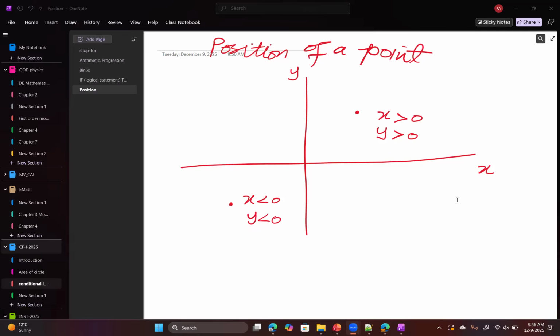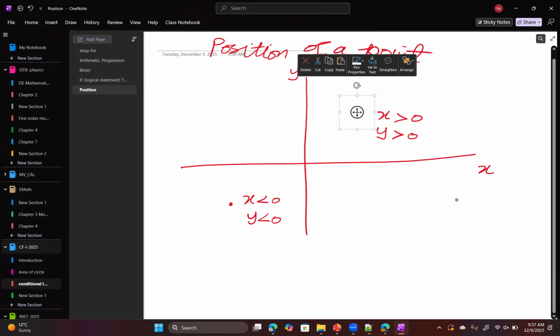In this demonstration, I would like to develop a computer program to read the point coordinates. After getting the point coordinates, the program will decide whether the point lies in the first quadrant, second quadrant, or third or fourth quadrant. So I developed the logic with the demonstration of the equivalent statement.